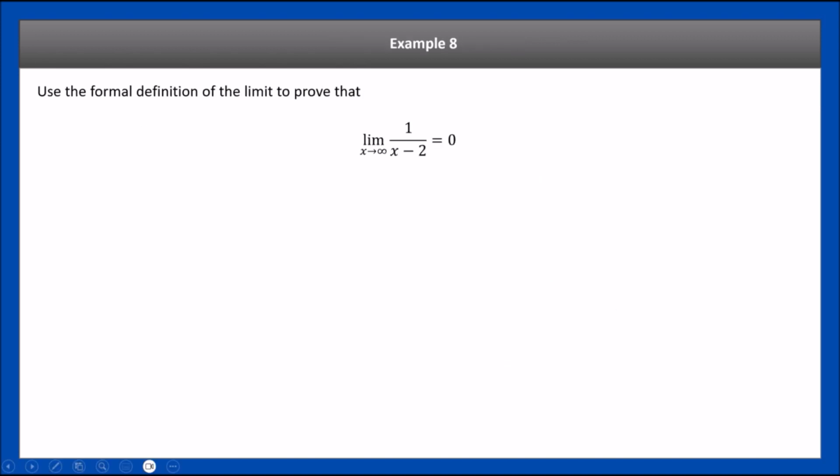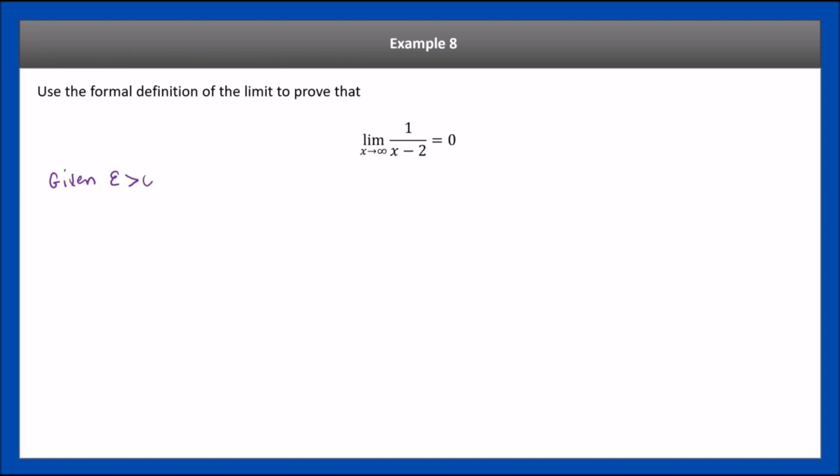All right, so example 8. We're going to show, using that definition, an example of an epsilon-N proof. Before, we did an M-delta proof, and that was for infinite limits. Now for limits at infinity, we're looking at an N, or an epsilon-N proof.